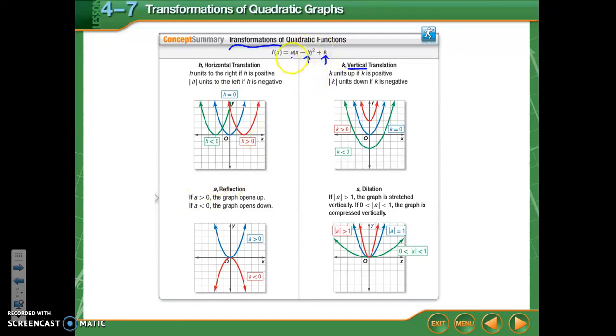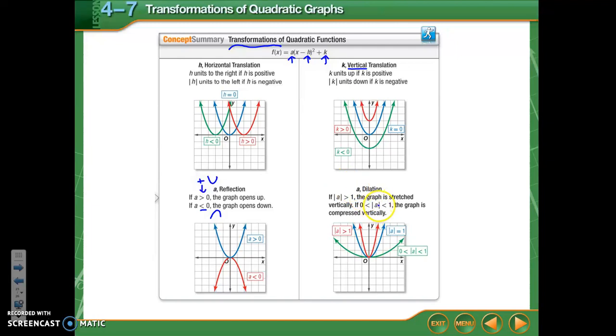Now remember, my a value tells me if I'm reflecting or dilating. So the a value, if a is positive, right, then my parabola opens up. And if a is negative, my parabola opens down. If the absolute value of a is bigger than 1, so if a is like 3 or negative 3 or 2 or negative 2, it stretches my graph vertically. So it makes it skinnier, if you want to think of it like that. It stretches it up vertically.